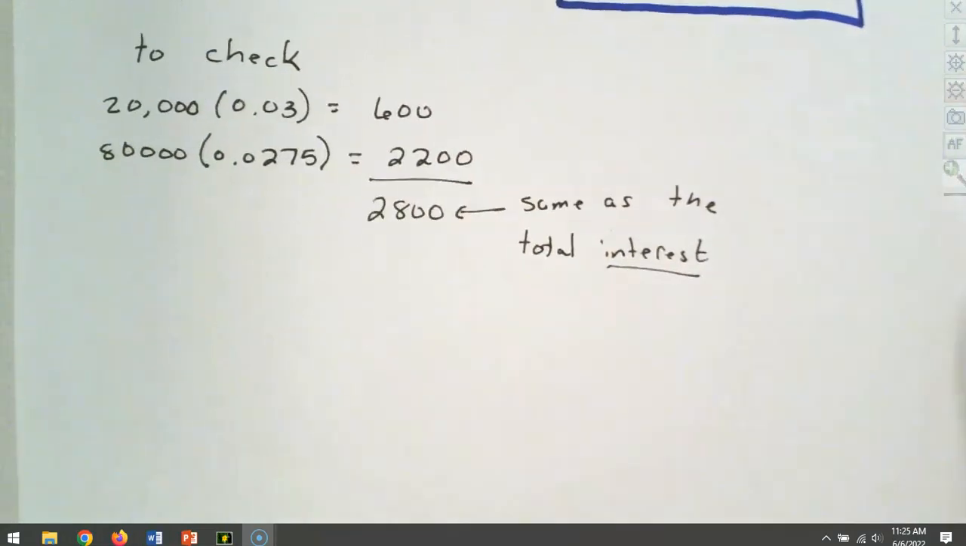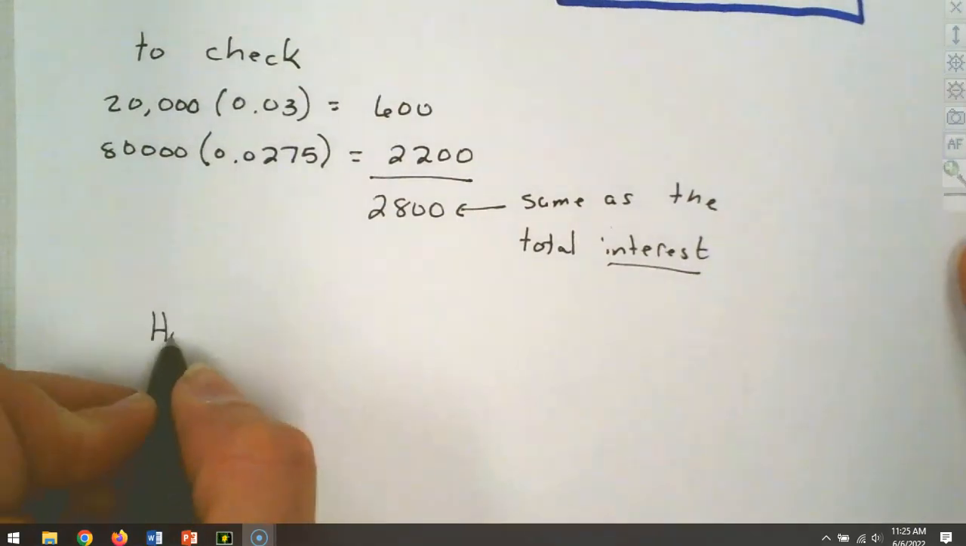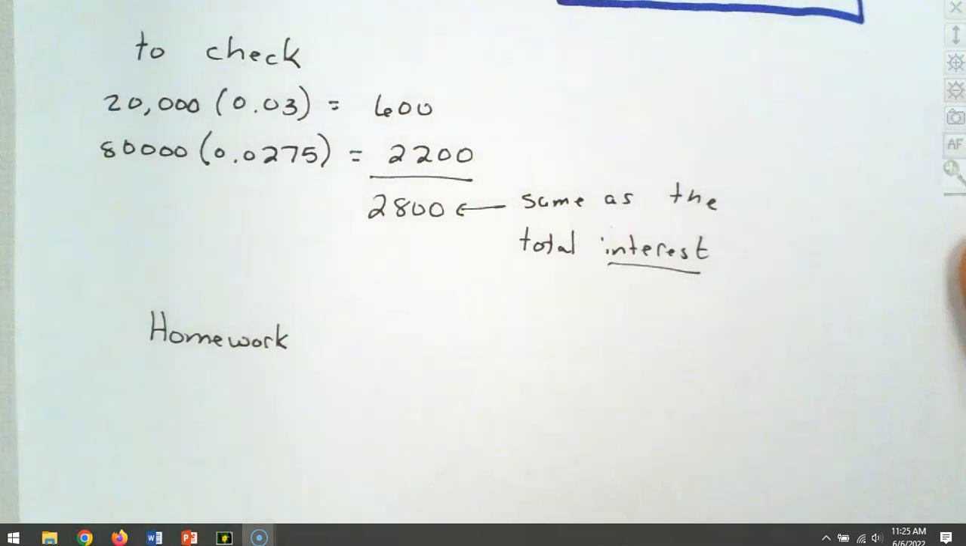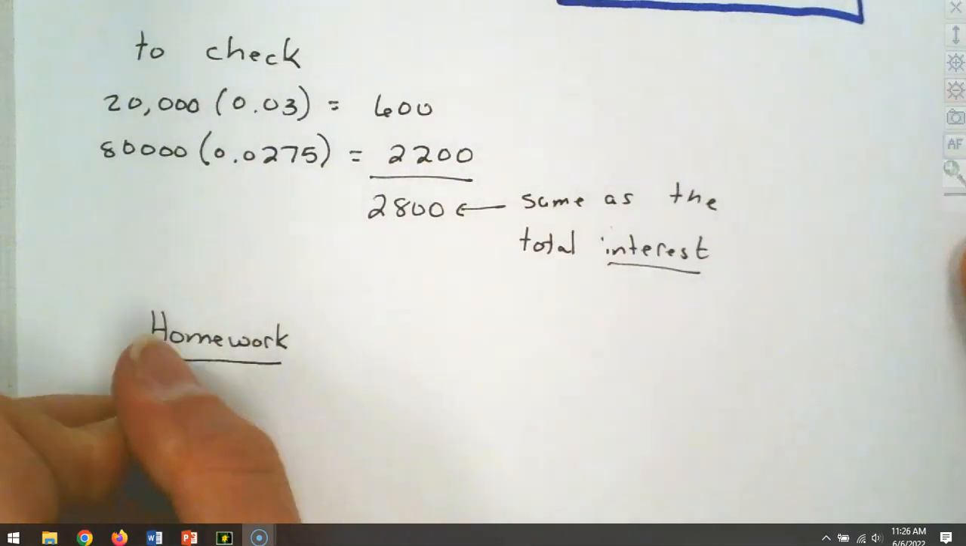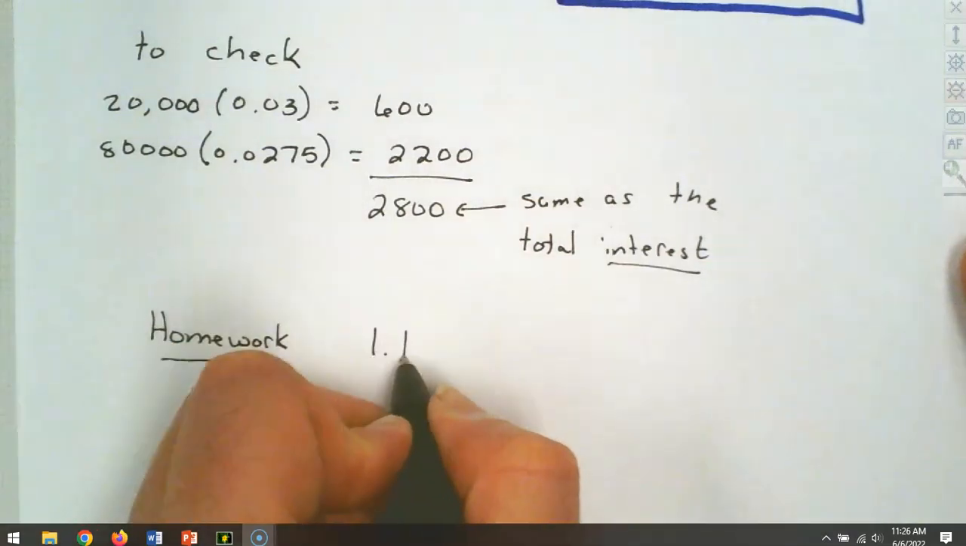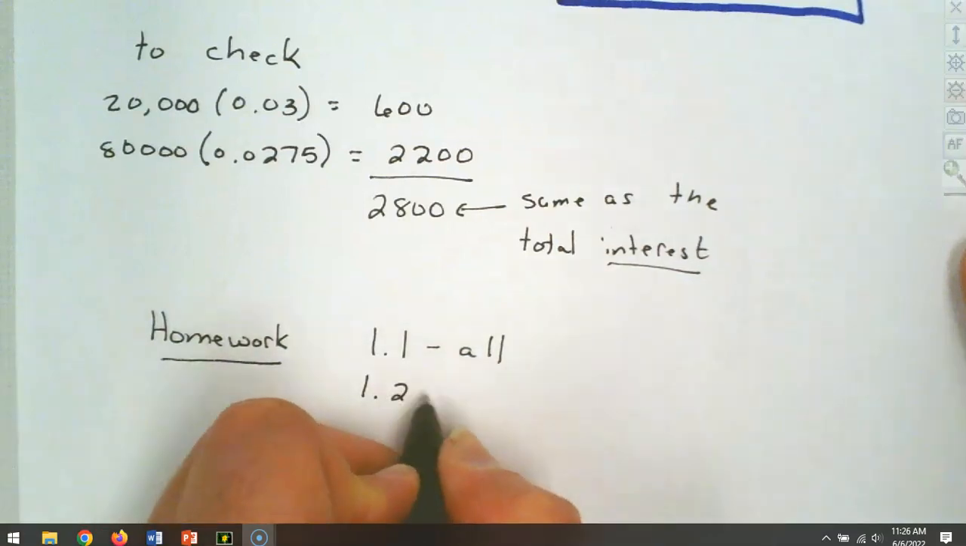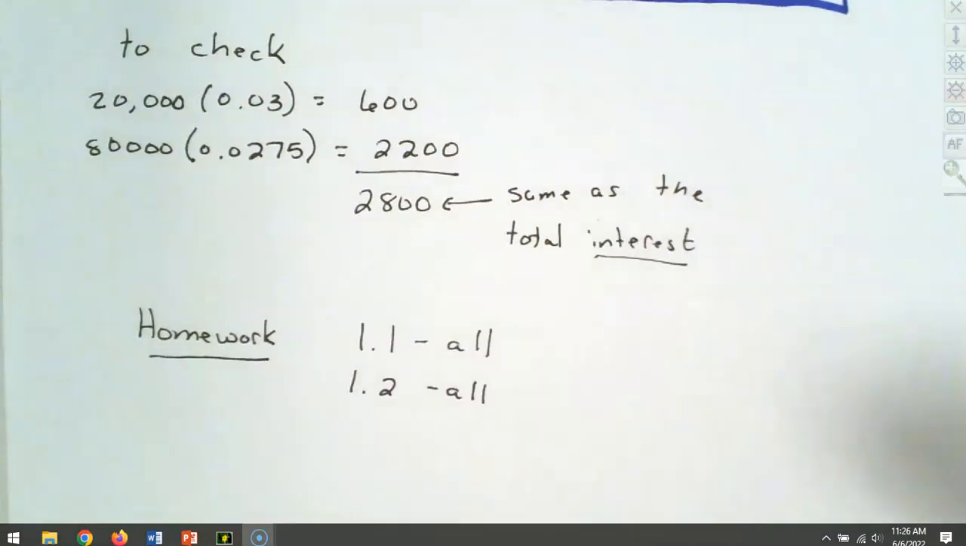Let's talk about our homework. Is it next week or Wednesday? Oh, sorry, Wednesday. I'm so used to meeting only once a week, but in the summer we meet twice a week, so we'll be meeting on Wednesday. So this is your homework for Wednesday. We've got 1.1. You should be able to do them all. And 1.2. You should be able to do them all.